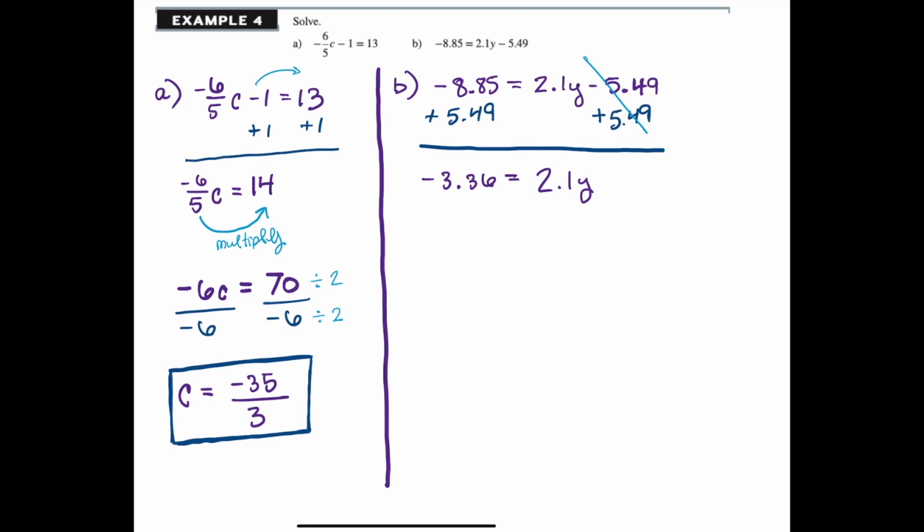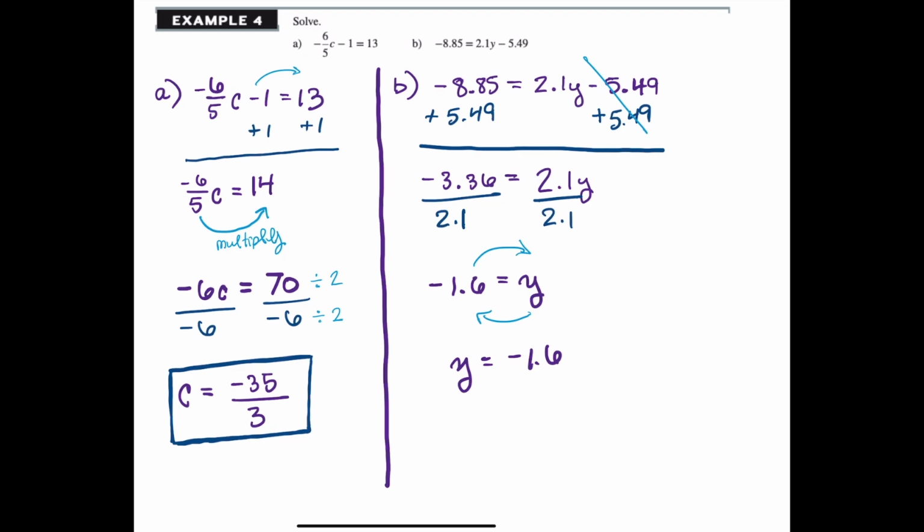Now I'm still solving for y, not done yet. The 2.1 is being multiplied by the y, so I'm going to divide it from both sides. Divide by 2.1, divide by 2.1. Negative 3.36 divided by 2.1 is negative 1.6. Now that'll just be equal to y. So we can flip this around if you want. Y equals negative 1.6. You can always swap sides of equality if you want to.